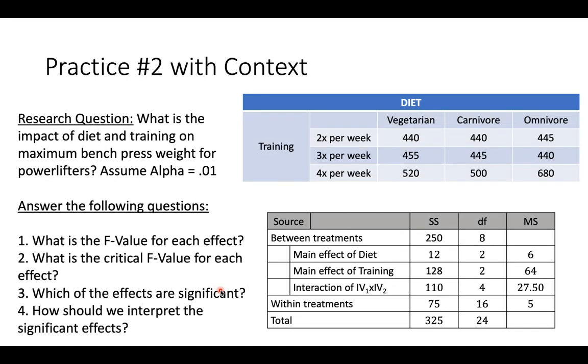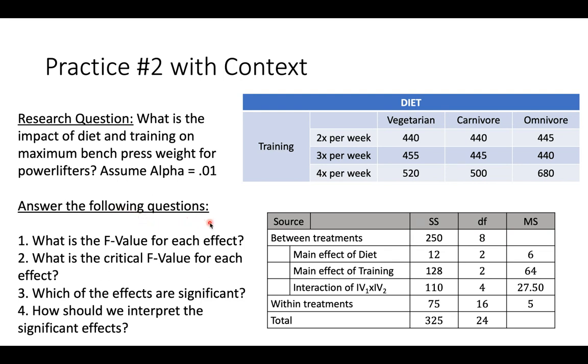Let's do an example with some context. Let's imagine that our research question is we want to know the impact of diet and frequency of training on the maximum bench press weight for various powerlifters. What is the impact of diet and training on the maximum bench press weight for powerlifters? We're going to assume an alpha of 0.01. And I want you to answer the following questions.